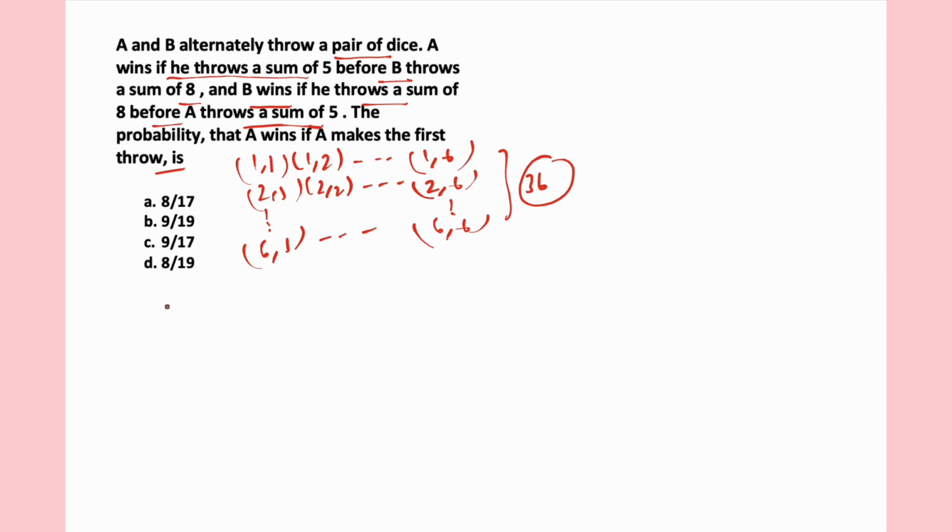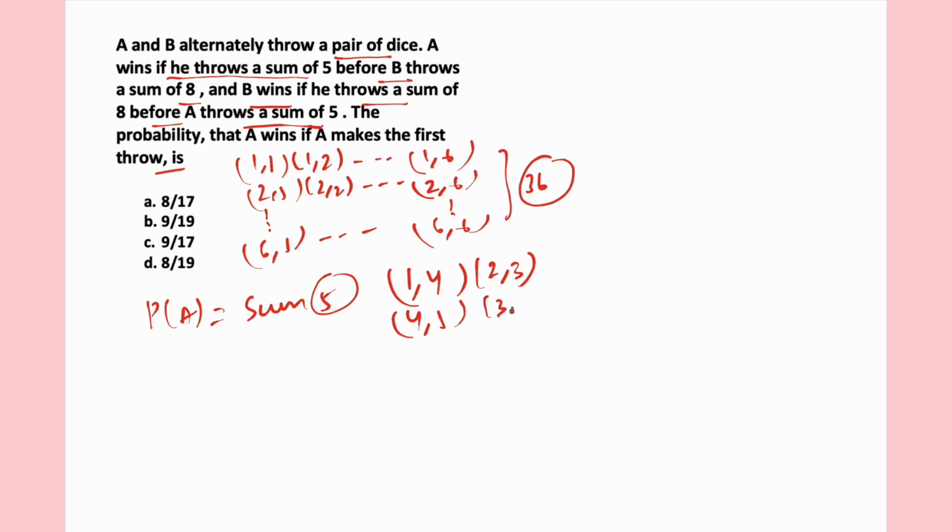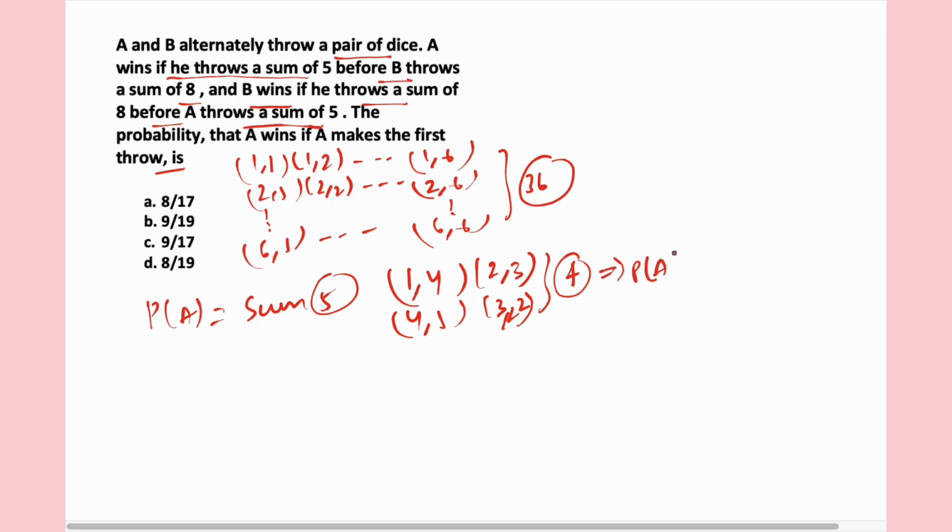Now the probability of A winning: he has to get a sum of 5. How can we get a sum of 5? We can get it by 1 4, or 2 3, or alternatively he gets a 4 1, or 3 2. So there are a total of 4 outcomes in which A can win. That is, the probability of A winning is 4 by 36, or we can say 1 by 9.